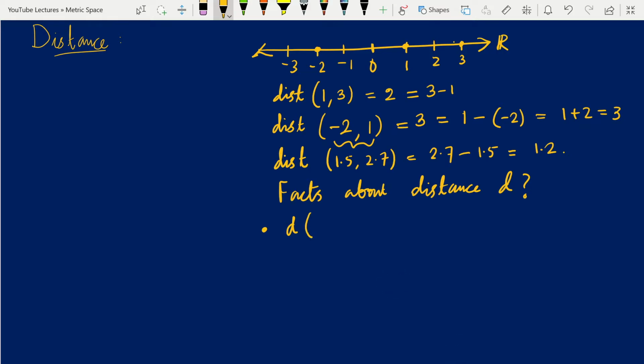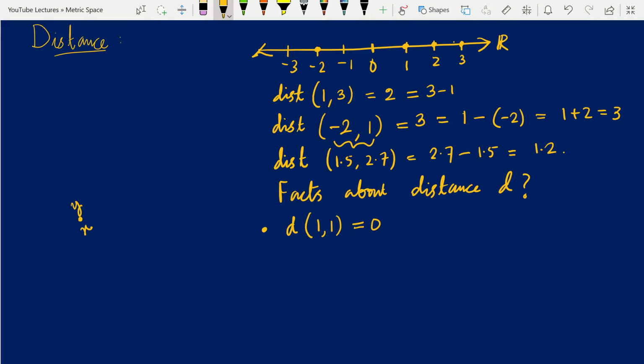You take any two real numbers which are the same. For example, what is the distance between 1 and 1? It is nothing but 0. What is the distance between 5.5 and 5.5? It is again 0. That is very intuitive: whenever both points lie at the same place, the distance between them should be 0. For example, if a point x is here and y is also here, then the distance between x and y should be 0.